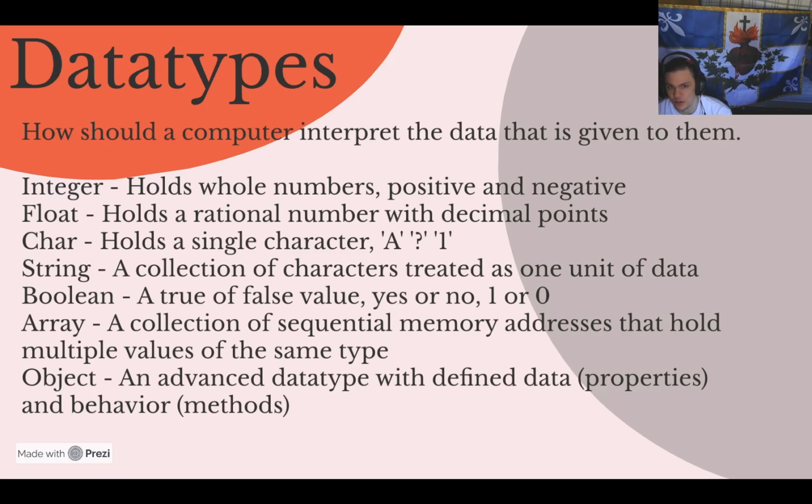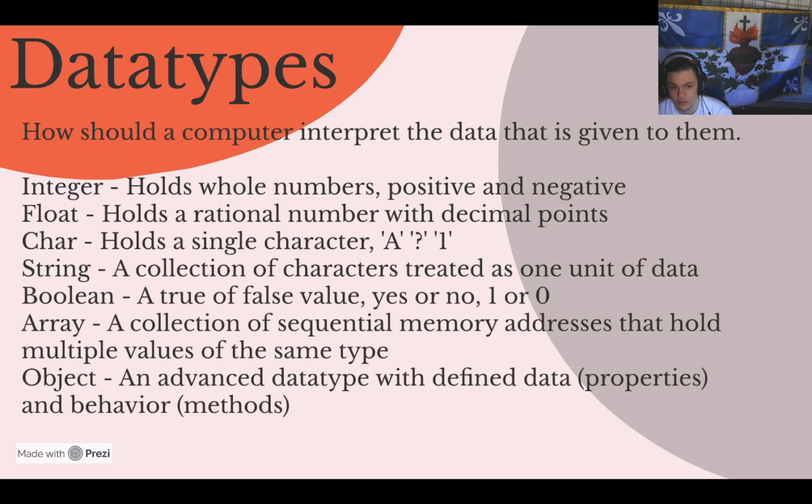Next we have char or character. It holds a single character like a, question mark, or 1. Notice that the character representation of 1 would be different from the integer representation of 1. Next we have a string, which is a collection of characters treated as one unit of data. So this would be like a name or word. We have a boolean, which is a true or false value, a yes or no, a 1 or a 0.